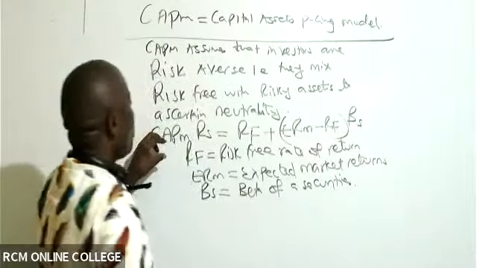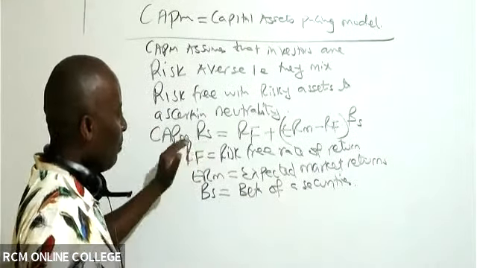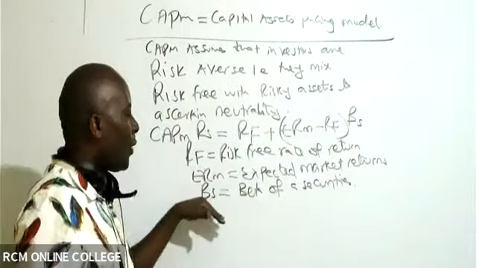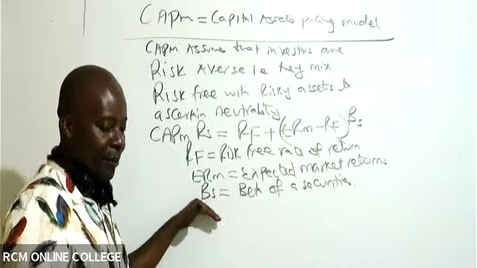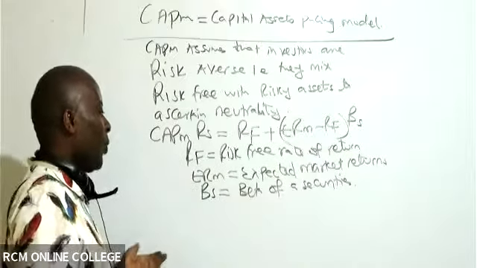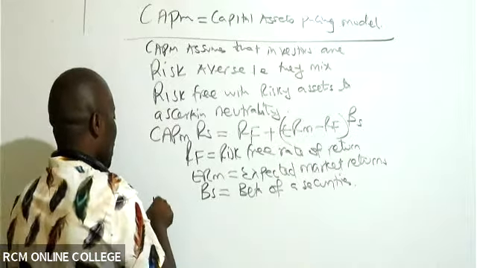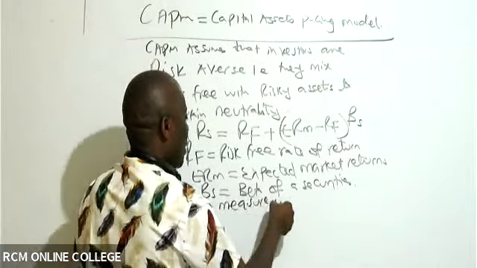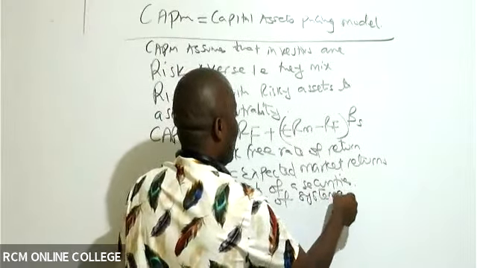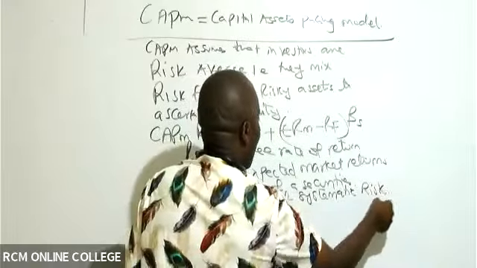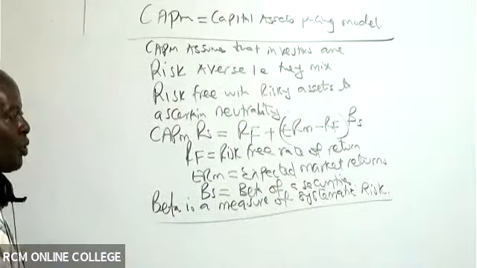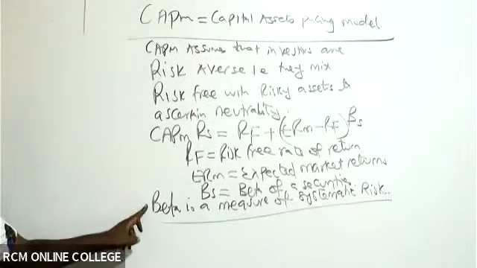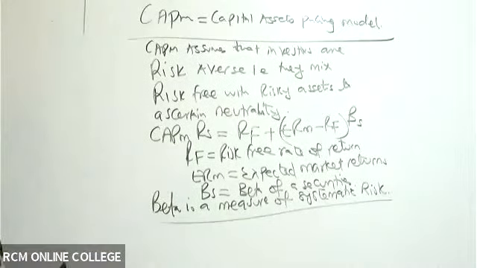Remember, we were calculating what we called CAPM cost of equity. Some time back we used beta equity, but now here we shall be using beta of a security. And if you can remember very well, beta is a measure of systematic risk. Have you written this, and have you highlighted this?